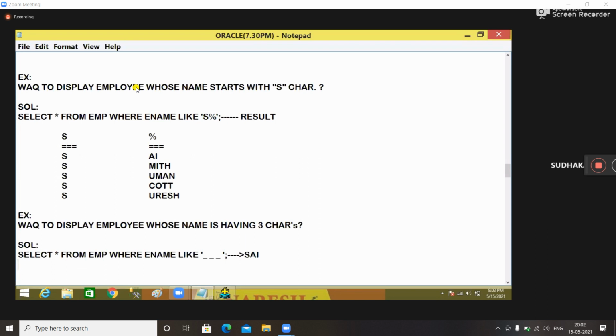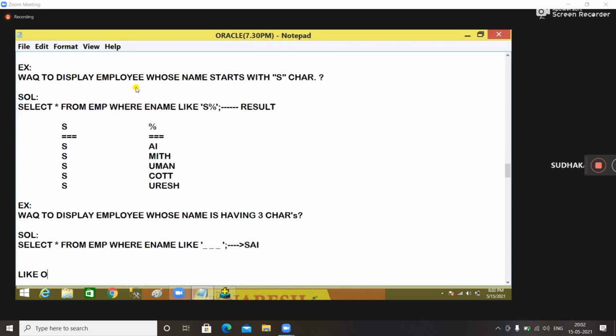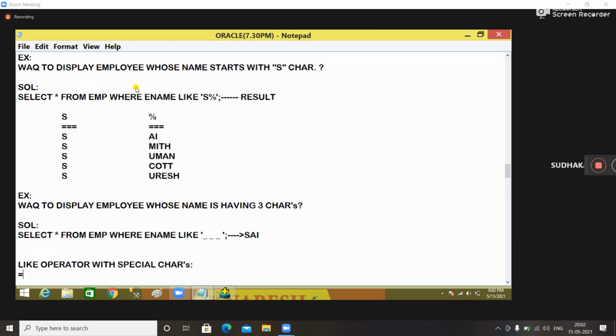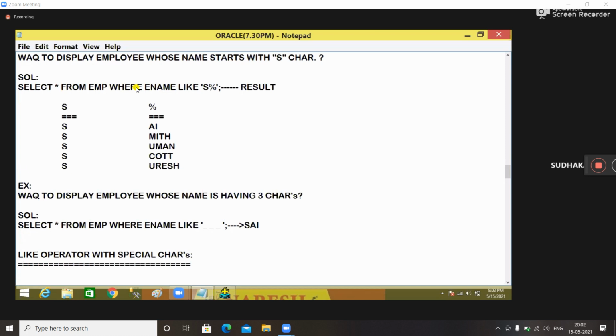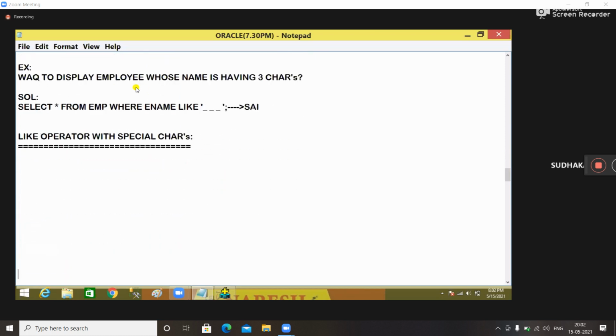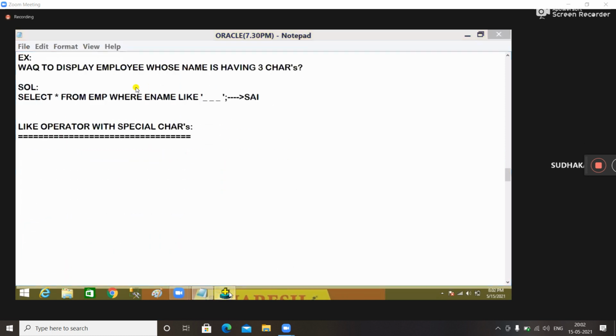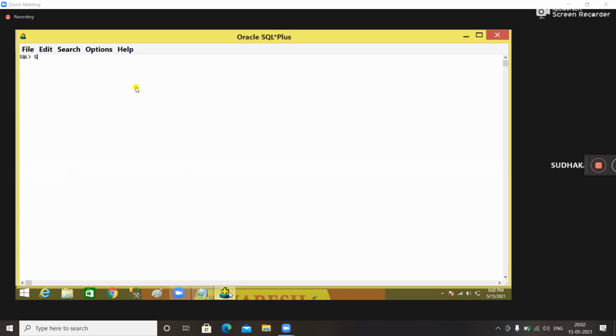So what is the next question? The LIKE operator with special characters. Now let you see the LIKE operator with the special characters. Okay, so now how we can go, let you see. First of all, come to my database here. I will be preparing one table.